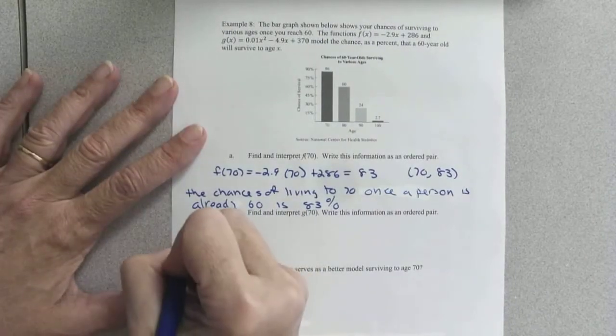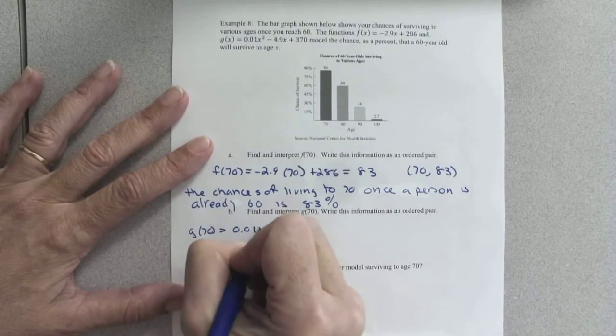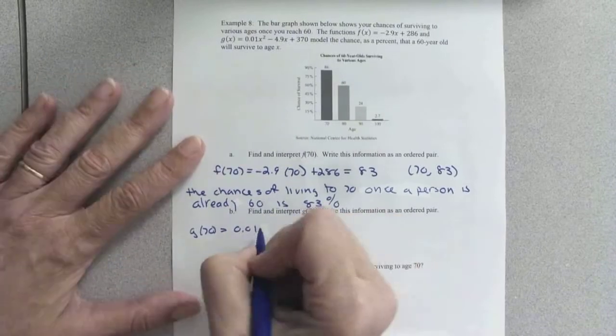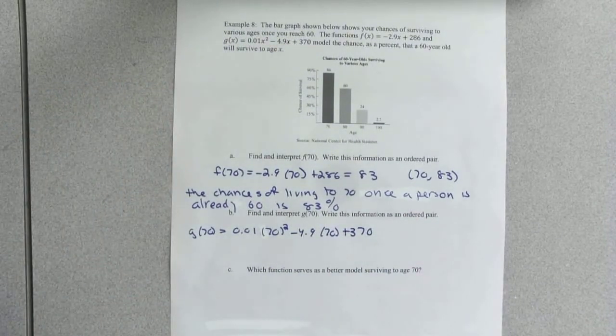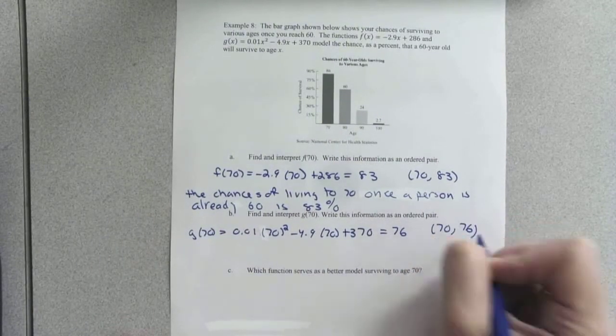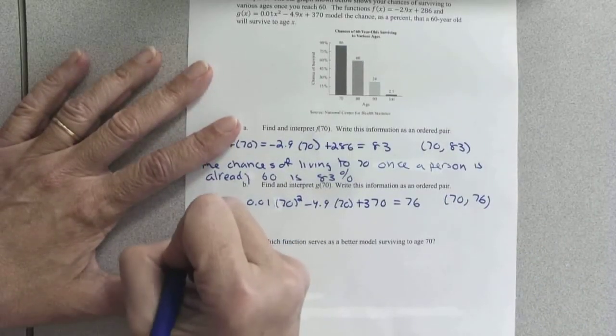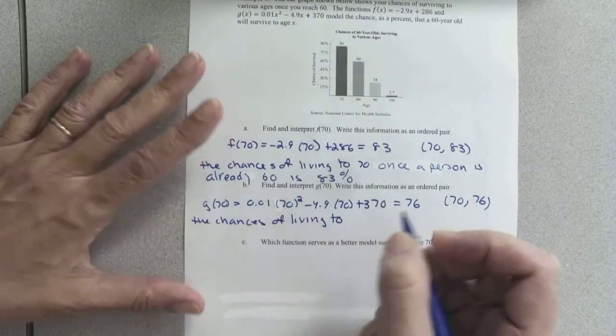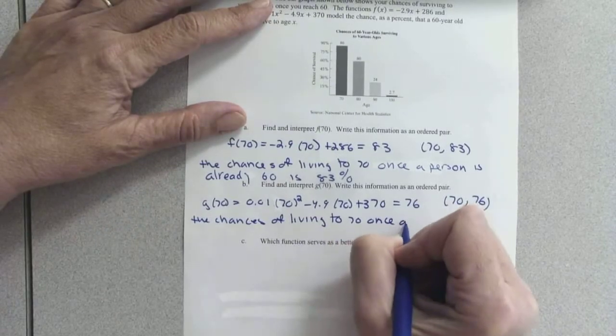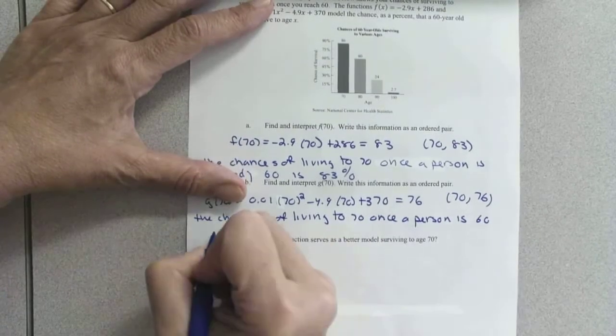Find and interpret g of 70. So g of 70 is going to be 0.01 times, not x squared, 70 squared, minus 4.9 times 70, plus 370. And the calculator tells me that comes out to be 76. So as an ordered pair, that's (70, 76). And that would tell me the chances of living to 70 once a person is 60 is 76%.